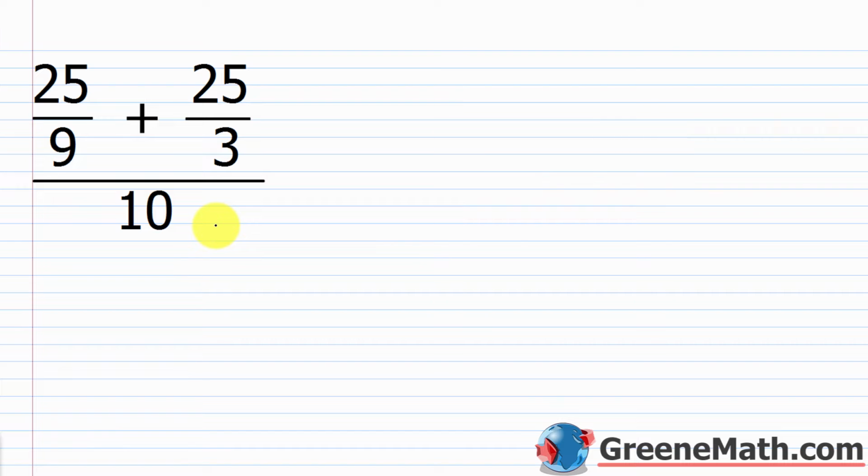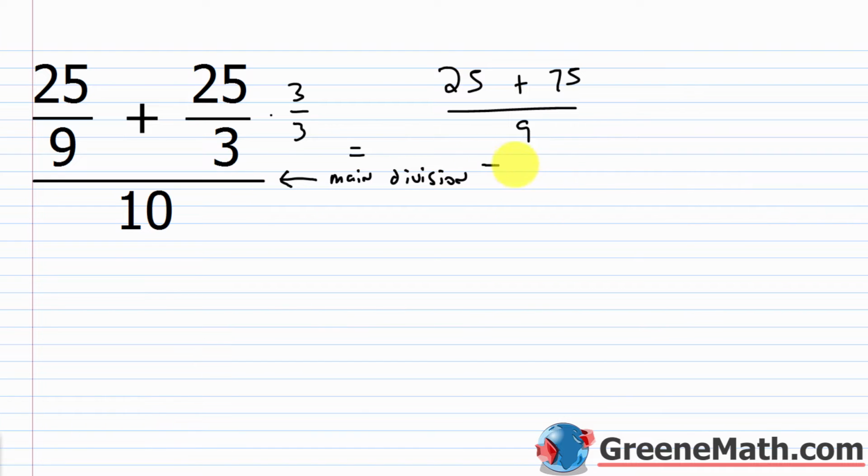Well, we really have two methods to work with this. The first method would be to attack the numerator and denominator separately, then do the main division. So this would be your main division, or your main fraction bar. Let me make that arrow a little better. So what I could do here is say, okay, I need a common denominator, so I can multiply this by 3 over 3. And so this would give me what? I would have 25 plus 75 over 9, and then this is over 10. 25 plus 75 is 100, so you would basically have 100 over 9.